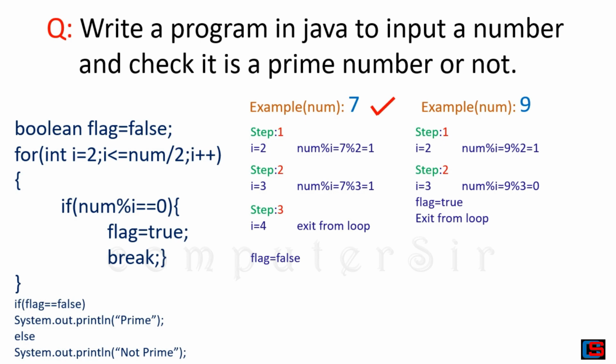And then after the loop terminates, the flag value has already become true, and whenever I check the if condition which is written after the for loop, flag equals false, no, flag equals true, so it becomes not a prime number as the else portion of the if-else statement is executed. You know already that 9 is not a prime number, as already checked by using this Java code.